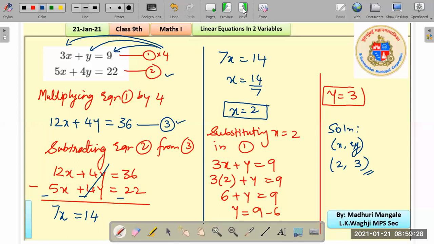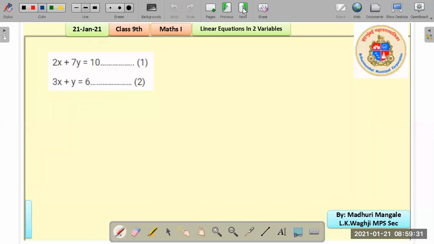So let us try one more problem. This is the second problem: 2x plus 7y equals 10 and 3x plus y equals 6. So what are the x terms? 2x and 3x. They are not same. The y terms, 7y and y. Again, they are not same. So what should be done?